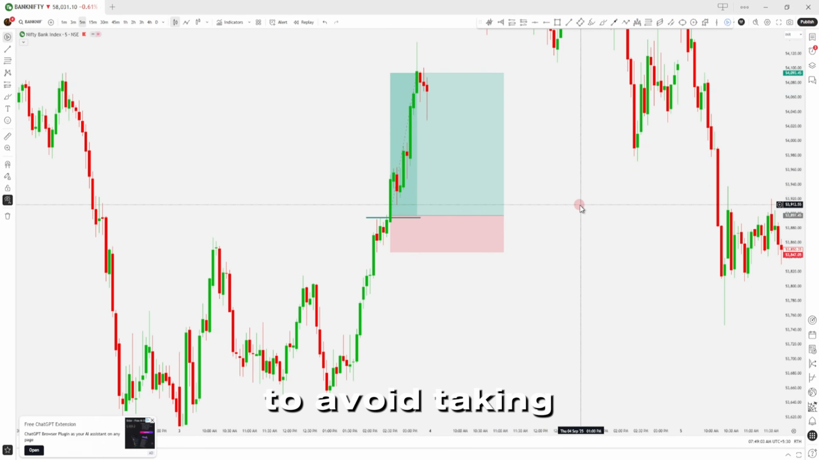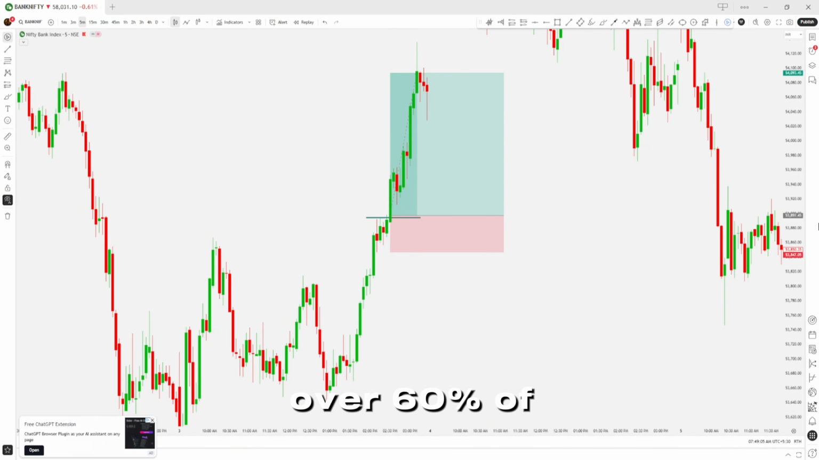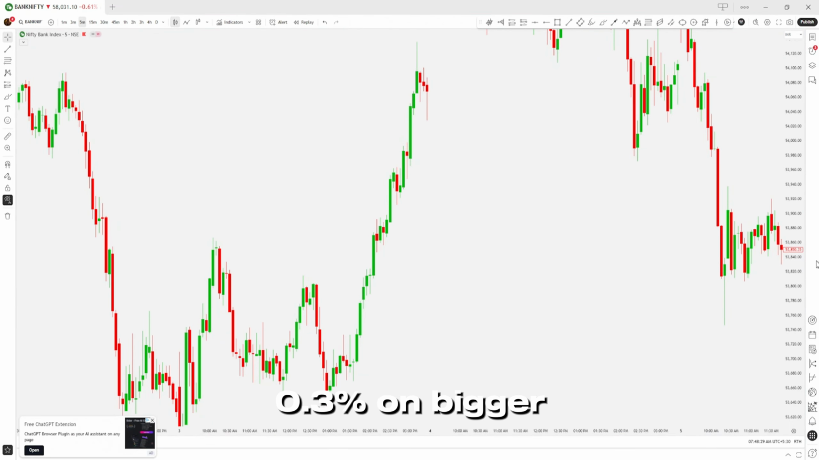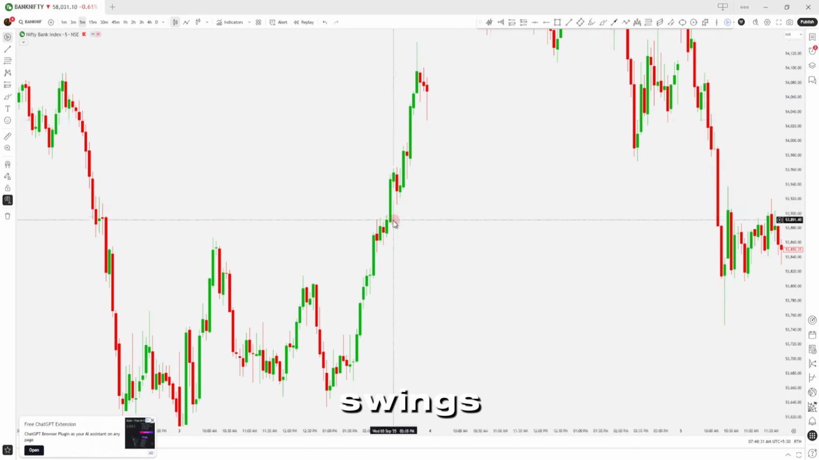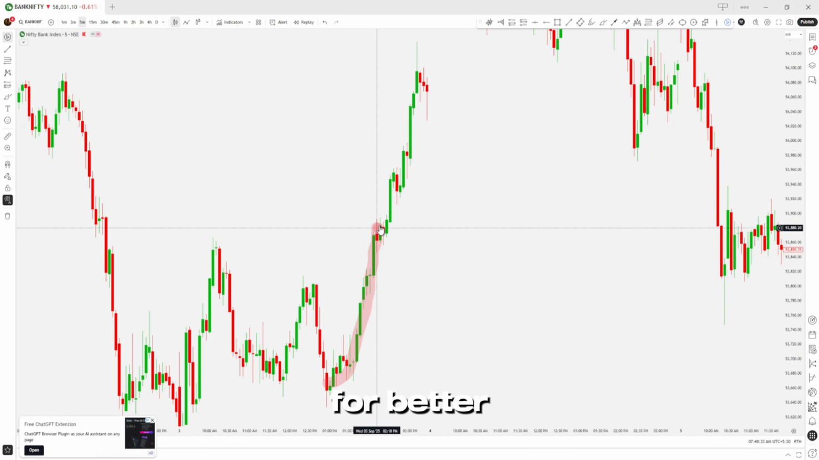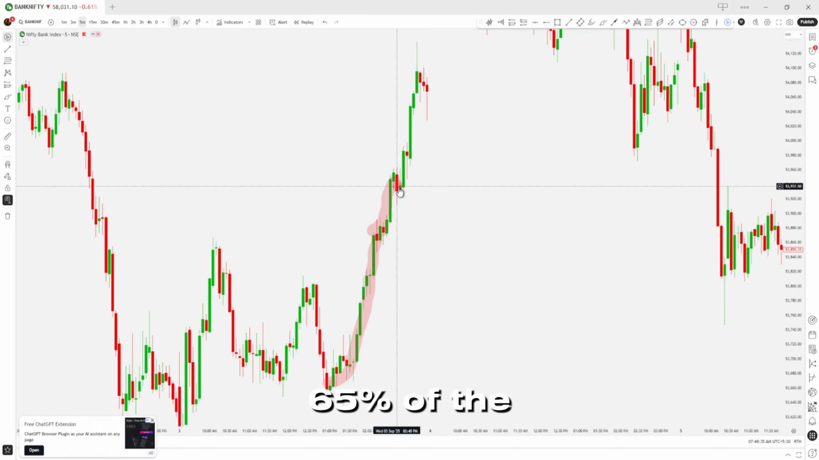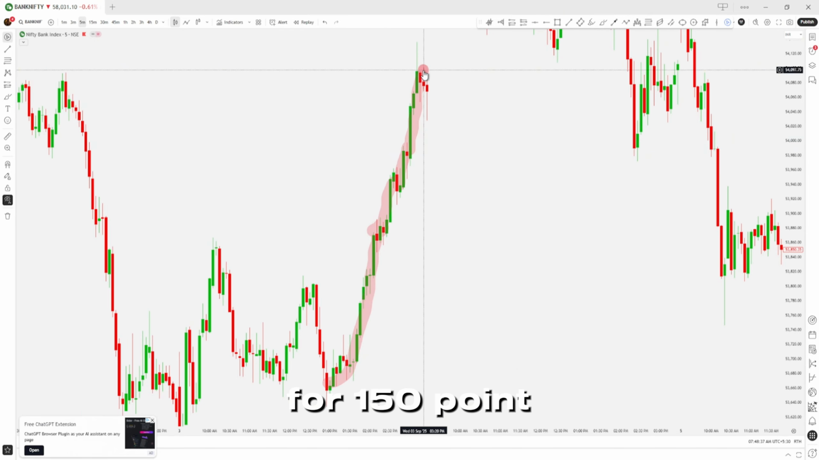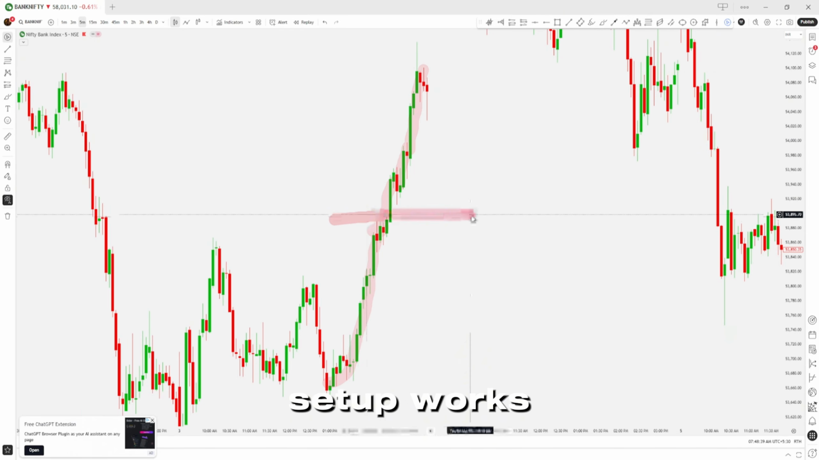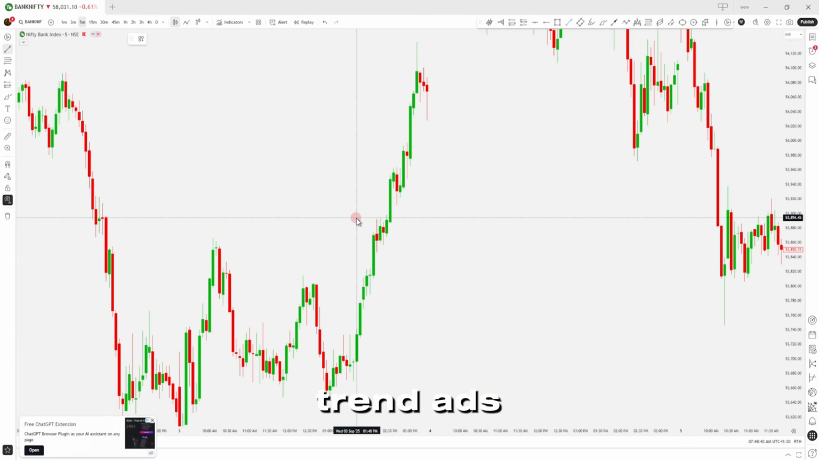Mistake to avoid: taking deep pullbacks over 60% of the move. Stick to shallow ones, or it's a real turn. For Bank Nifty, cut risk to 0.3% on bigger swings. Add a confirmed break nearby for better odds. It hits 65% of the time for 150-point runs. This setup works great after the open, turning small dips into trend adds.